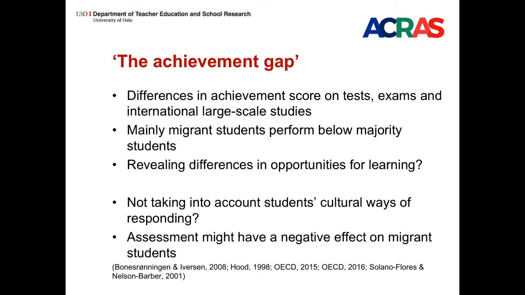as an example. In Norway, we've been focusing on reading instruction for a long time, and we can see from the PISA studies that we are closing the gap between majority students and second generation migrant students when it comes to reading comprehension. But the gap is still there for the first generation migrant students. So we still need to improve the teaching and the assessment practices that we are using in schools.